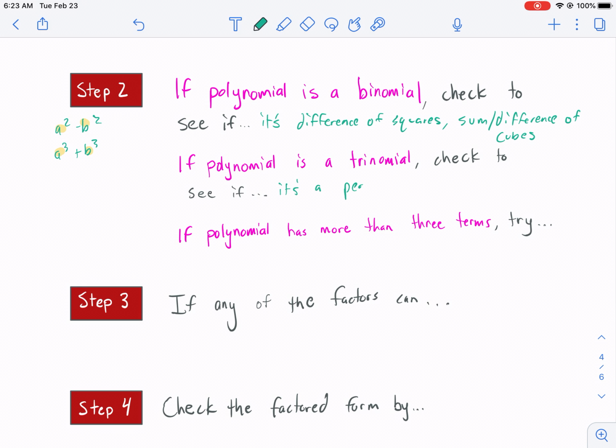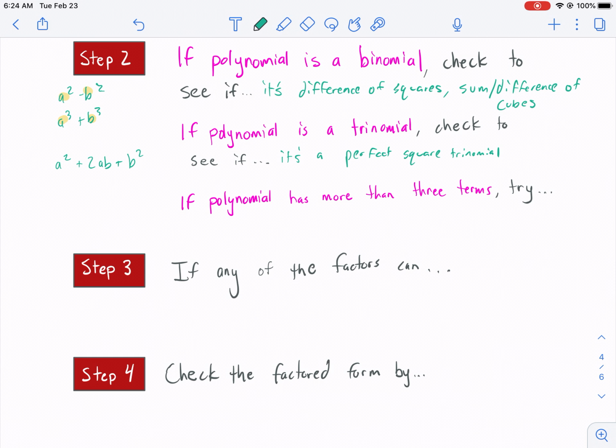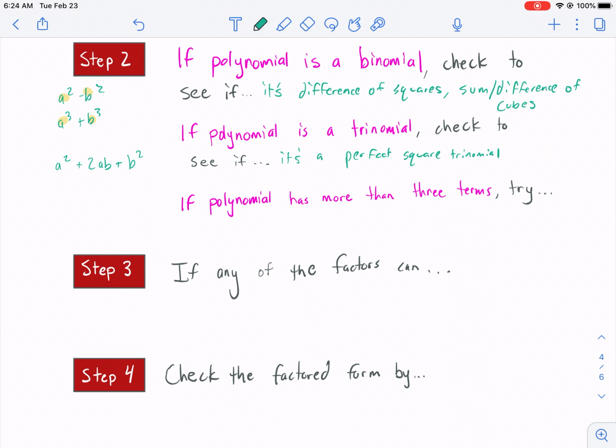A perfect square trinomial. Okay, so trinomial, that's in the form of a squared plus 2 times the product of a and b, the square root of that first term times the square root of that last term, which is b squared. Okay, so that is the general form for that. So if it's three terms, you're going to try to factor into that. And also you're going to try to factor like this if it's not, two parentheses, two binomials, that's the general approach.